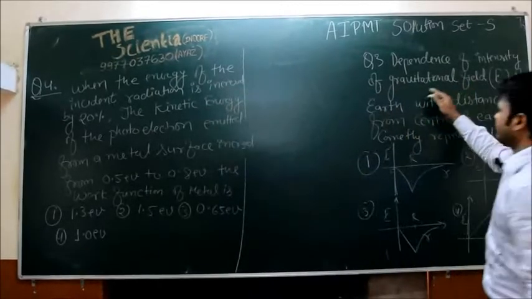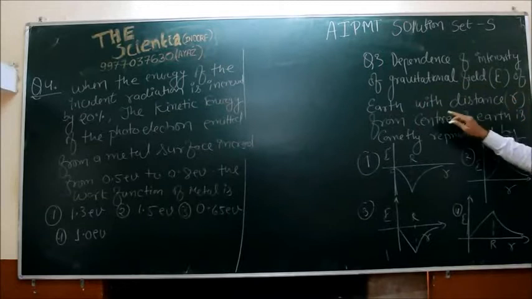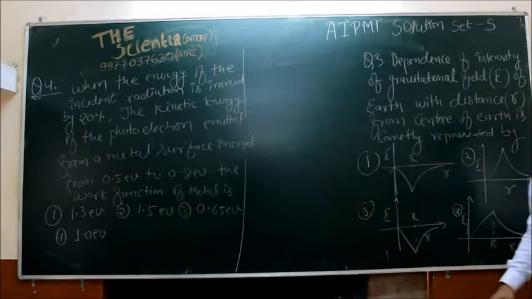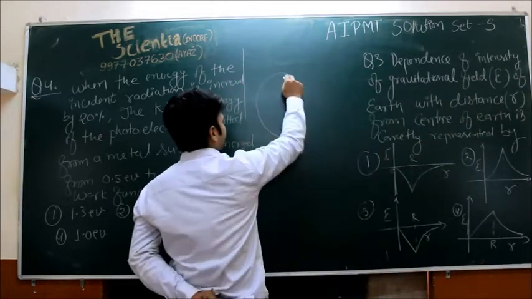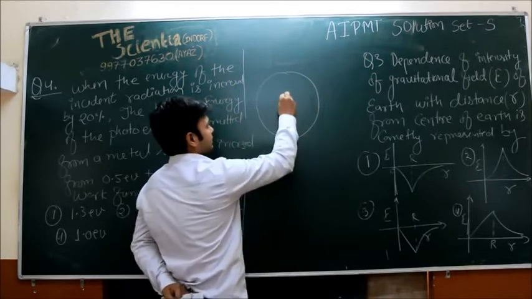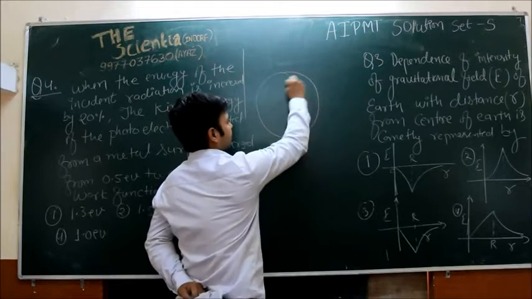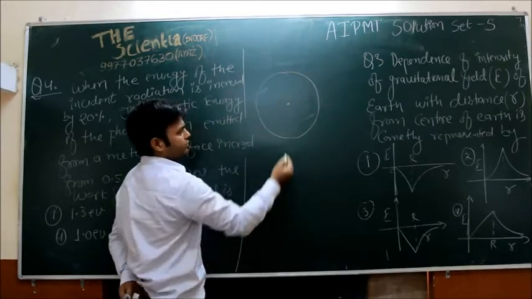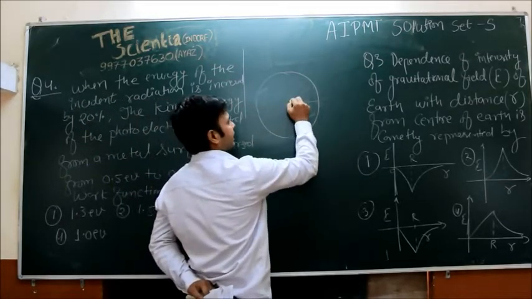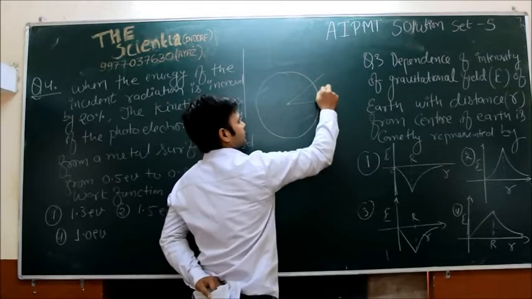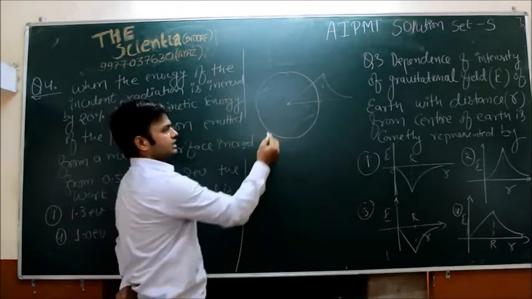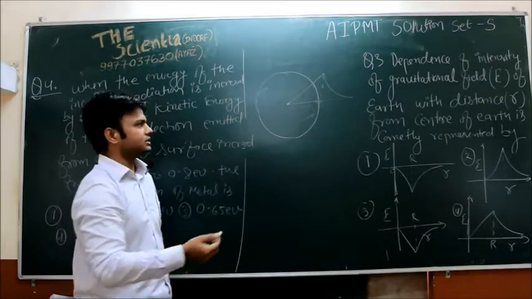The dependence of intensity of gravitational field E of Earth on the distance r from the center of Earth is correctly represented by. As we know, Earth is a solid sphere. So at the center of the Earth, the field intensity will be 0. As we move from center to periphery, the field intensity is directly proportional to r. And then the field intensity will decrease as the distance increases.